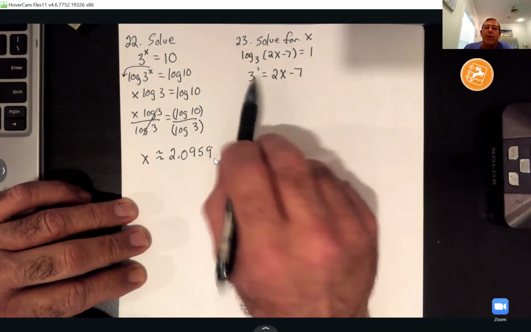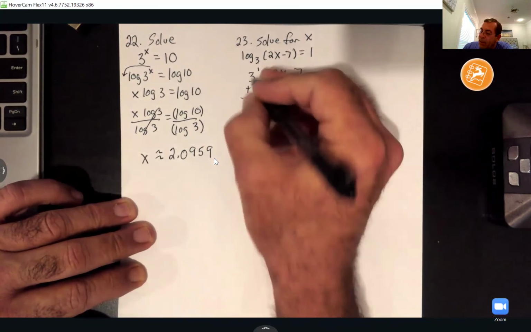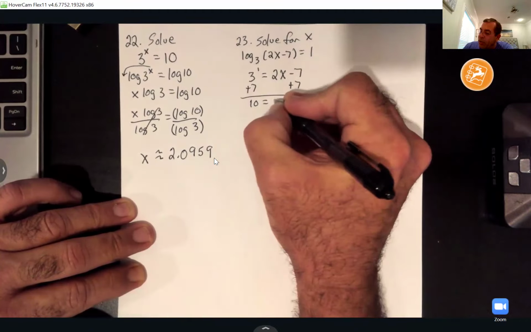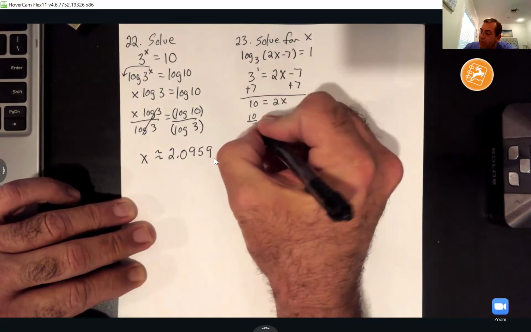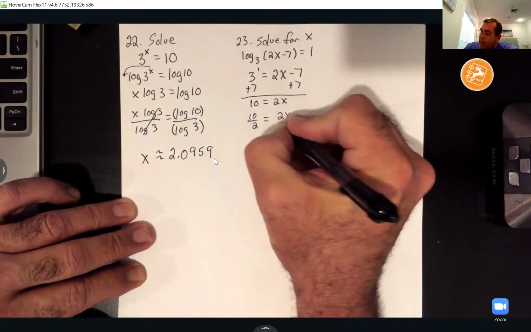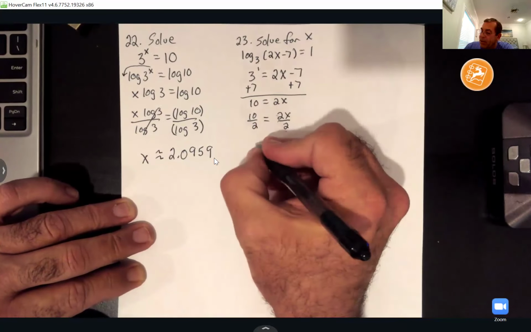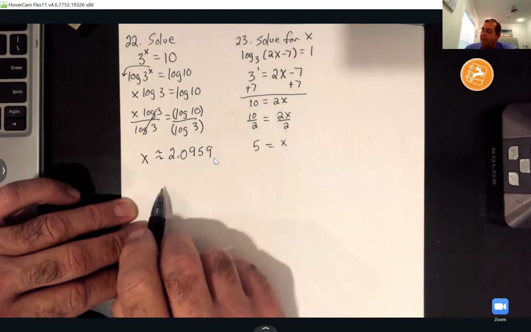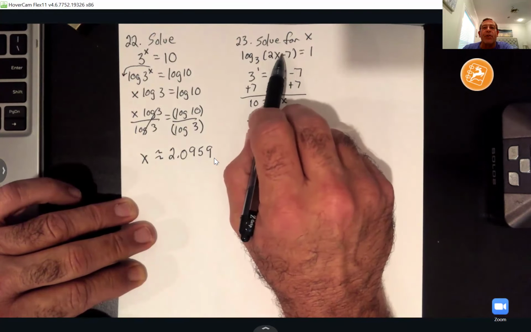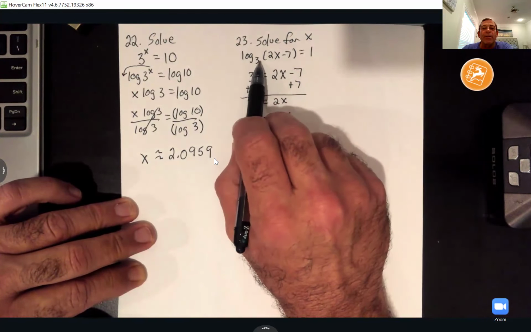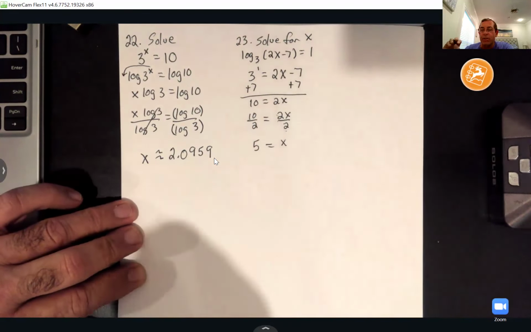So to solve this, I'm going to add 7. So that'll give me a 10 equal to my 2x. And then, y'all, I'm going to divide by 2. So those cancel, and I get my x. And then 10 divided by 2 gives me 5. Well, 2 times 5 is 10. 10 minus 7 is 3. So the log base 3 of 3 equals 1 is true.